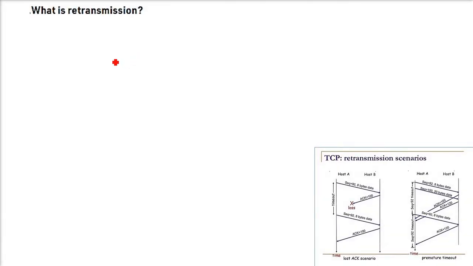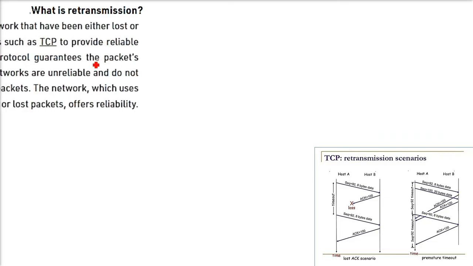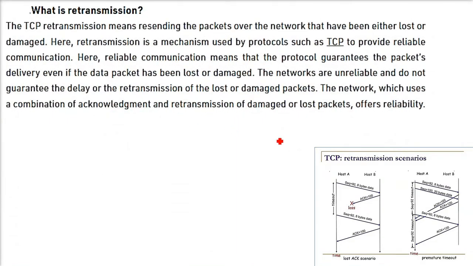What is retransmission? Retransmission is all about sending it again. Why will you send the packets or the segment or the frame, whichever name you use in whichever layer? If I say something to you and you didn't get it, you will say, oh, what did you say? And I'll tell you again. So TCP retransmission means resending the packets over the network that have been either lost or damaged. Retransmission is a mechanism used by protocols like Transmission Control Protocol, TCP, to provide reliable communication.